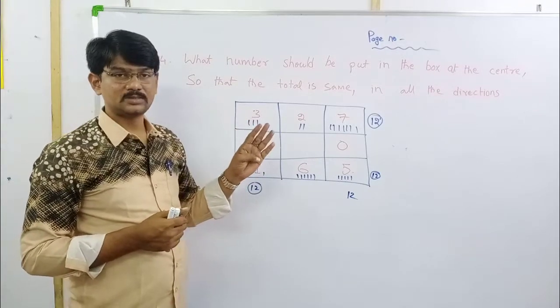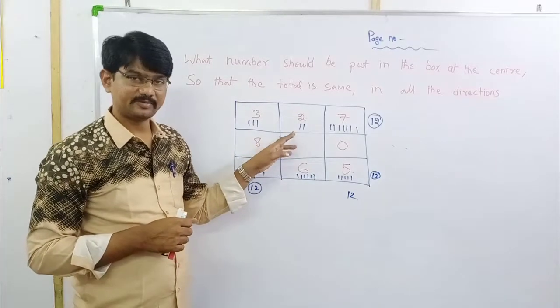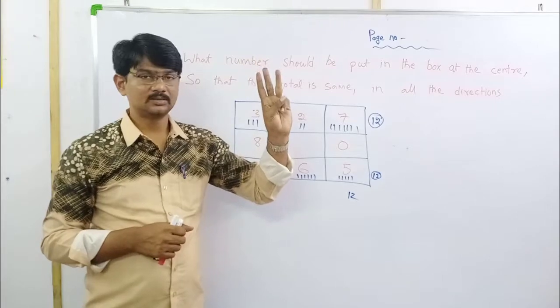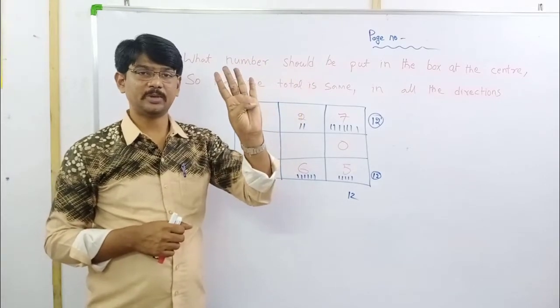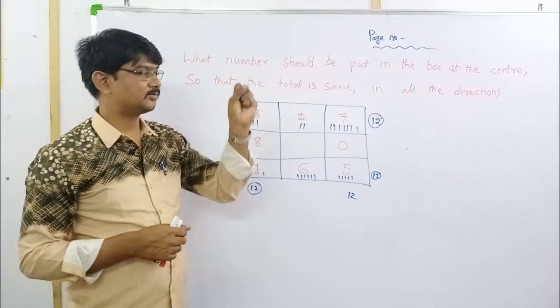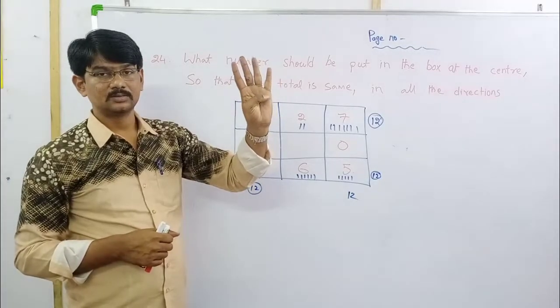How many numbers do we need to add? What is the number we need to add? 8, after that 9, 10, 11, 12. What will the number be? 6 plus 2 is already 8. 8, after that 9, 10, 11, 12.